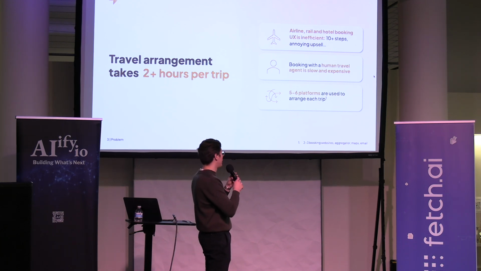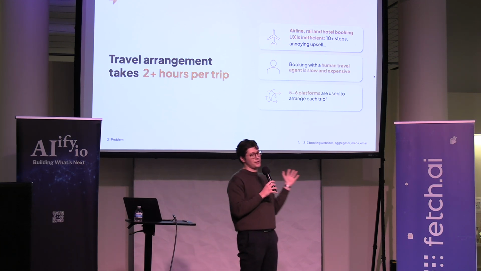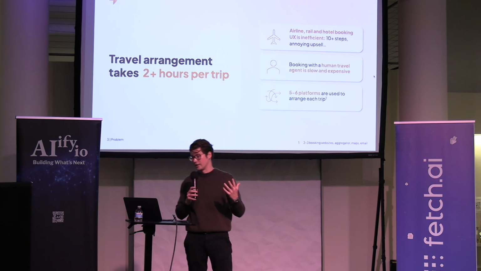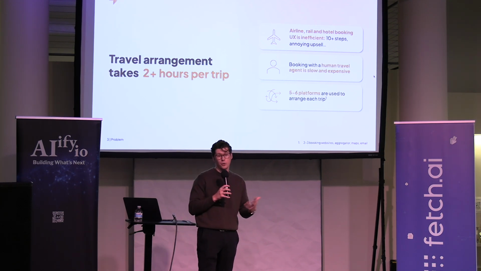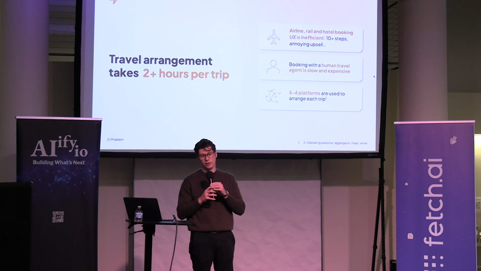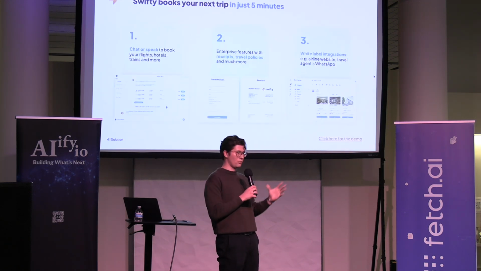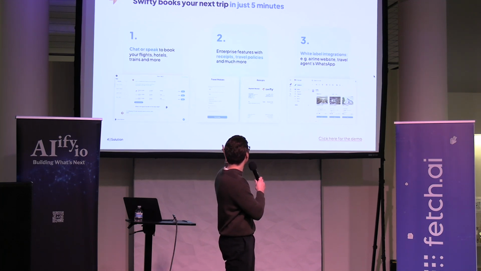Travel arrangement on average takes over 2 hours per trip, and airline UX is inefficient, over 10 steps, and upsell, and booking with a human agent is outdated and slow and expensive as well. That's about $50 per trip. What we do with Swifty is we book your trip in the next 5 minutes.